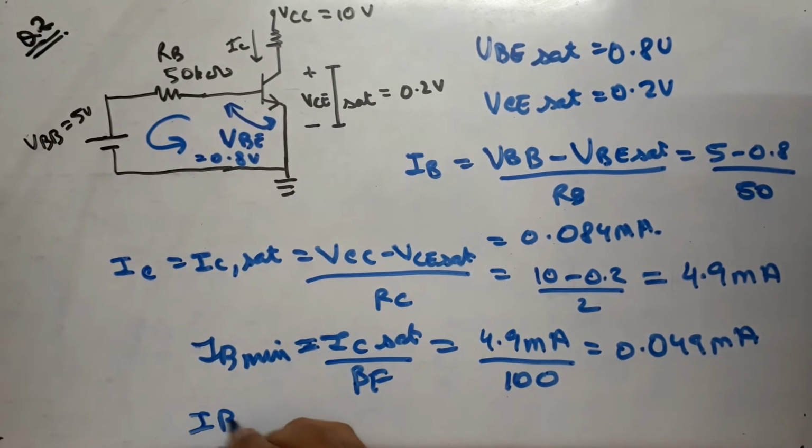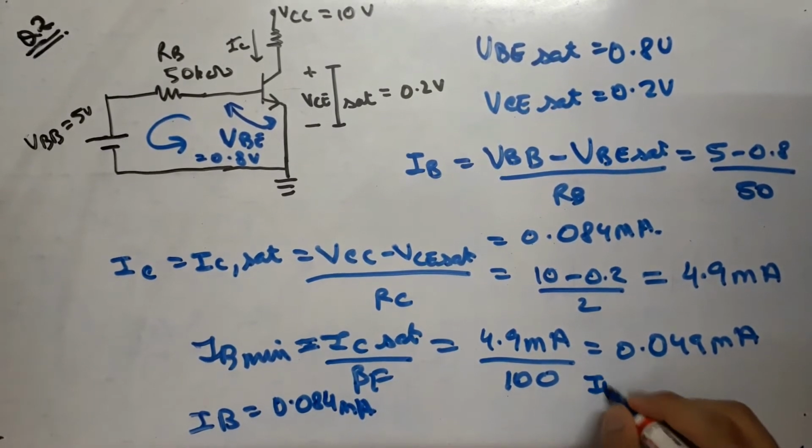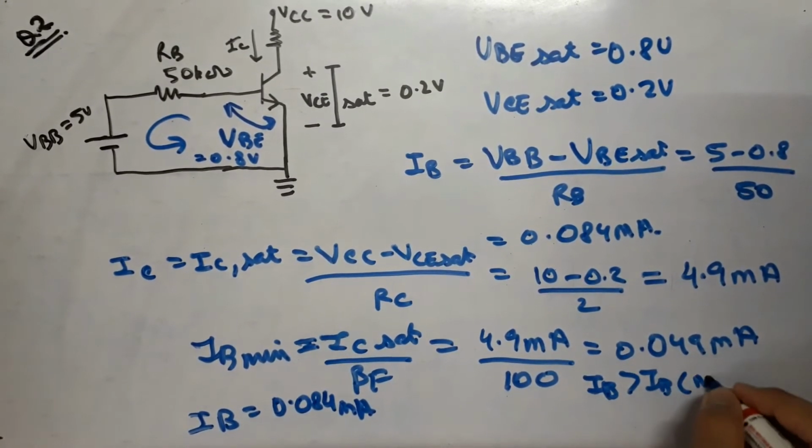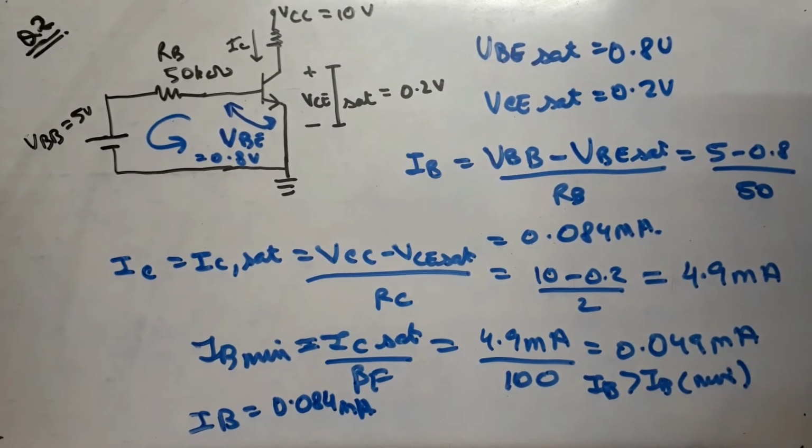That is, we found out that IB is equal to 0.084 milliampere. That is, IB is greater than IB minimum. Thus the transistor is indeed in saturation mode.